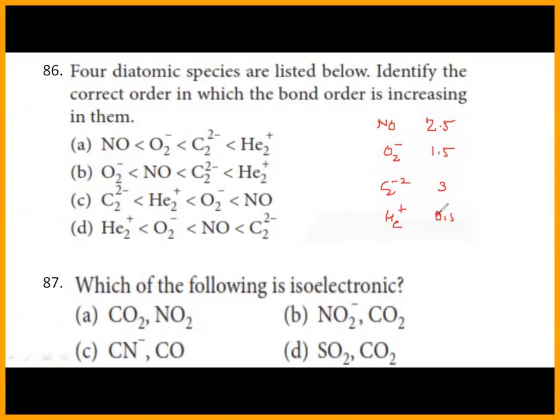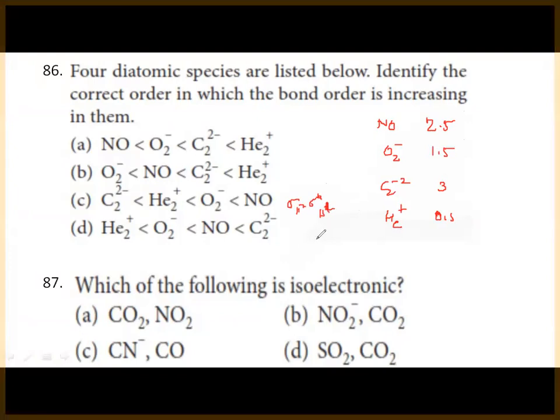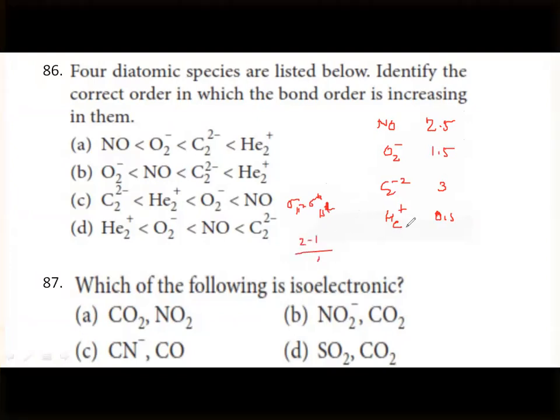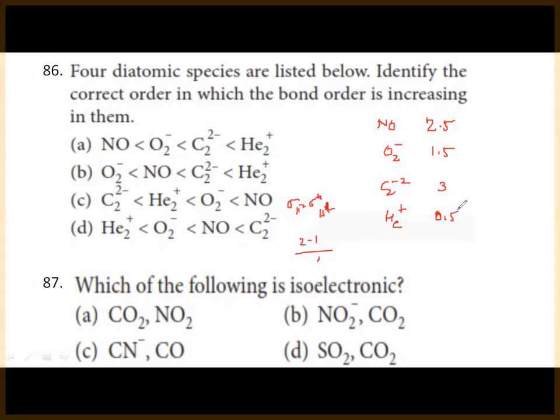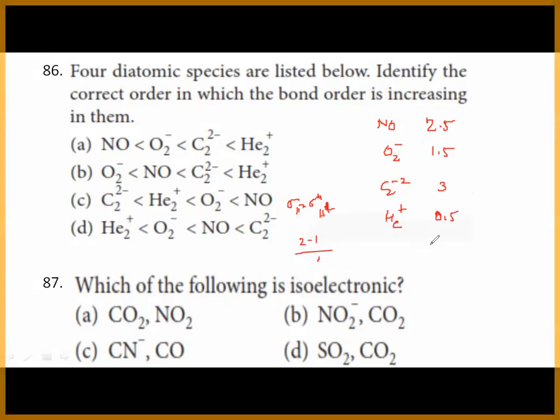Because helium has 4 electrons, 2 in bonding, so the configuration is sigma 1s2, sigma star 1s2. Plus means loss of 1 electron, therefore here there will be 2 minus 1 by 2, which is 1 by 2, 0.5, correct? So they have asked in the increasing order: first He plus, then O2 minus, then NO, and then C2 minus 2. So He plus, O2 minus, NO, C2 minus 2. Option D is the correct option, right?